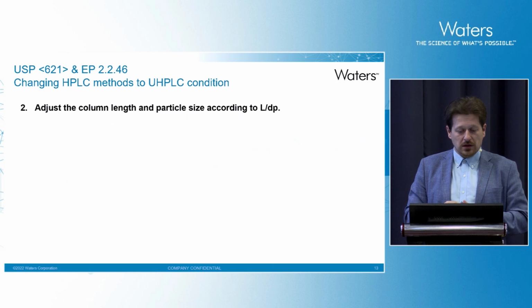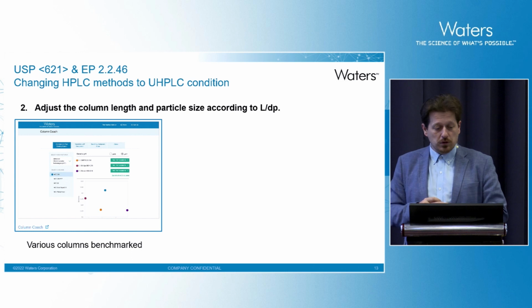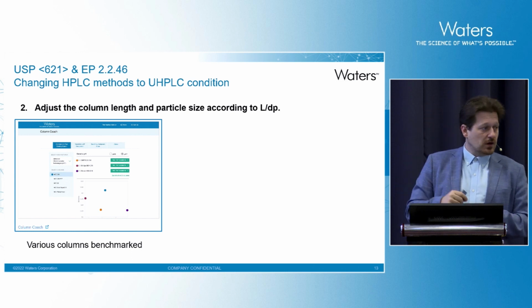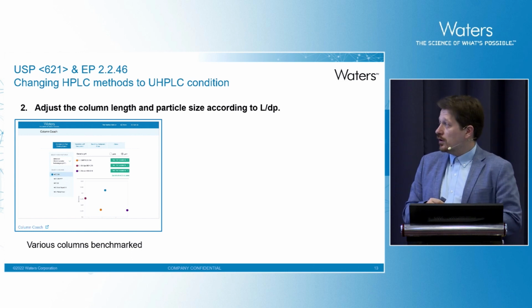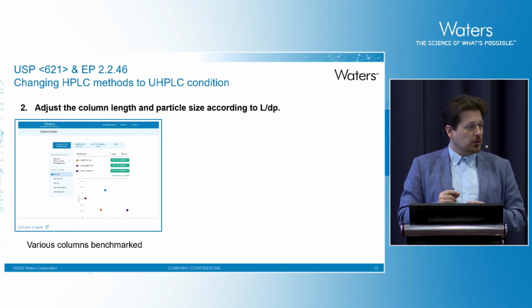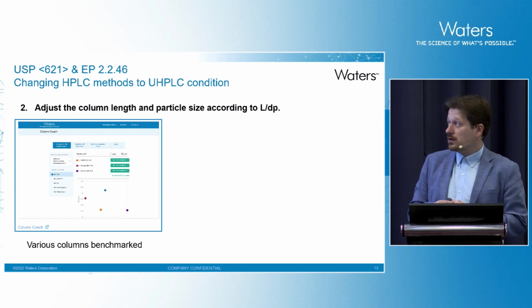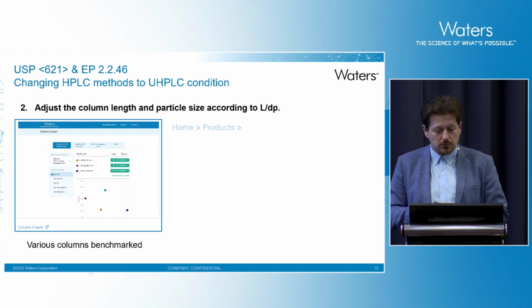Here we find several interesting things. The first one is a column coach where you can select any vendor column, and it shows you on a chart the selectivity and hydrophobicity of the column, where your column is located, and which column provides a similar separation. So you can pick the closest column. Of course, you have to stay within the same type of chemistry, so C18 has to still be C18, and the ligands must also match.